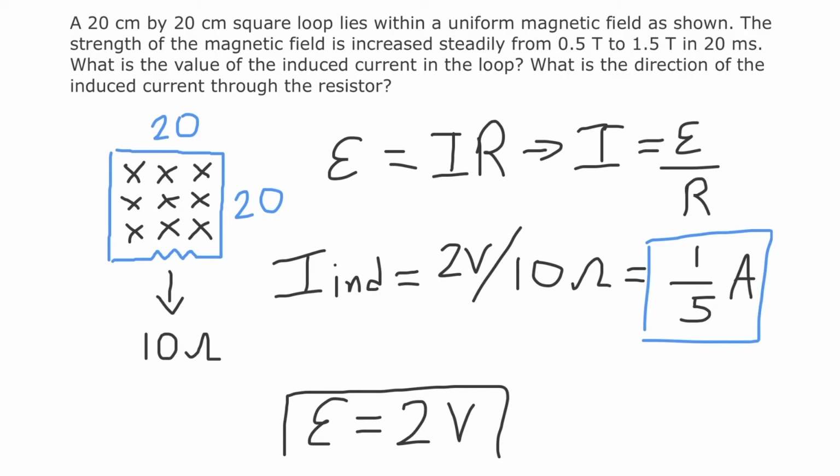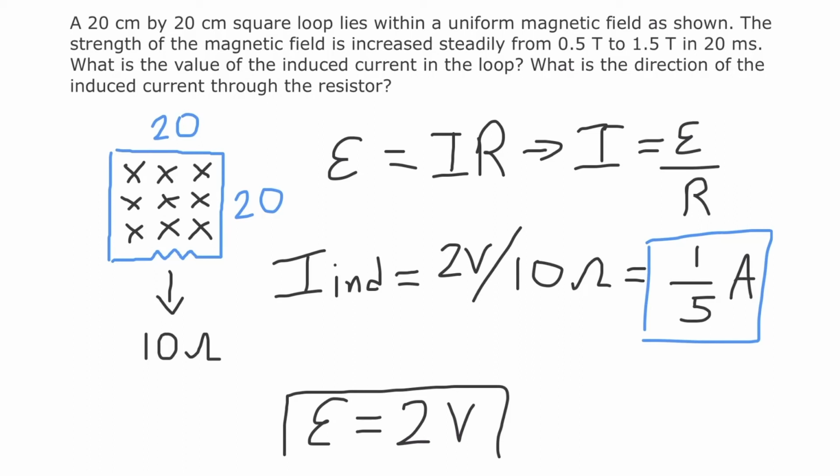Now, what way do we think this current flows through the square loop? Or another way to say it is, what is the direction of the induced current through the resistor? So to figure this out, you have to think about Lenz's law. Lenz's law states that the direction of the induced current will be in such a way that it opposes any change in the magnetic flux through a loop. And what's happening to magnetic flux here? We know that the magnetic field strength is increasing through this loop from 0.5 teslas to 1.5 teslas.